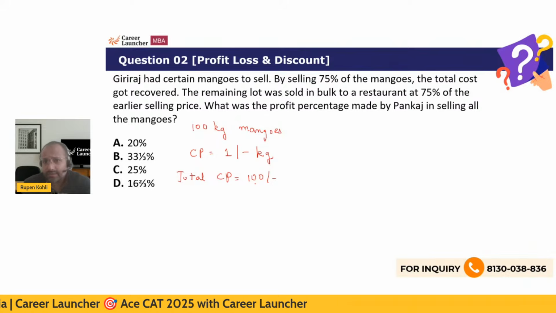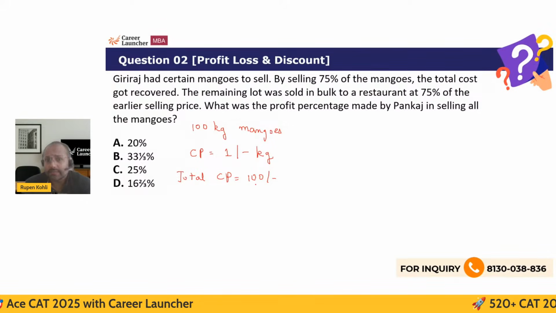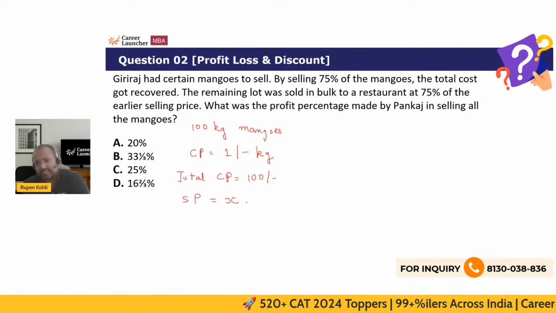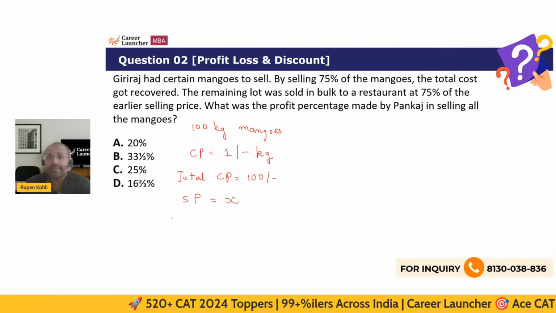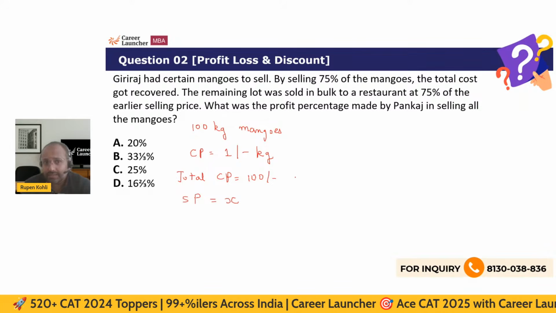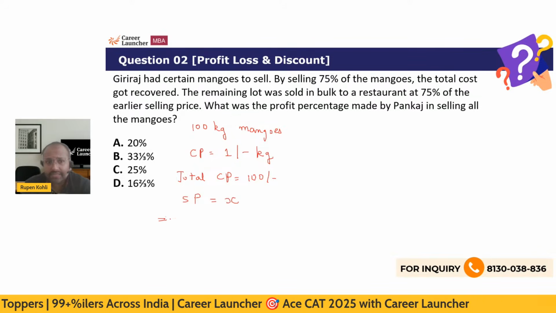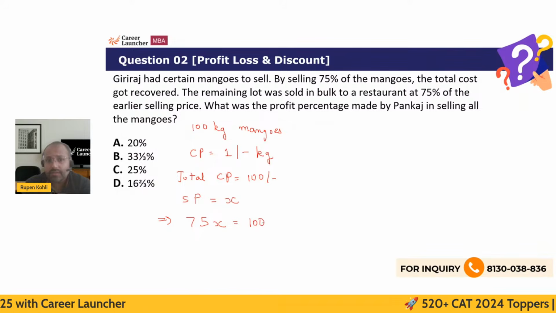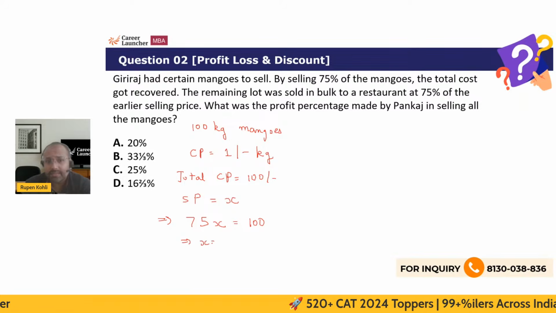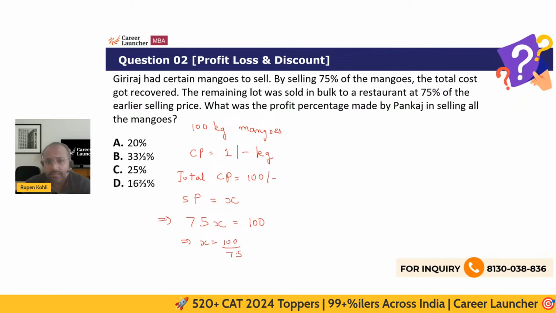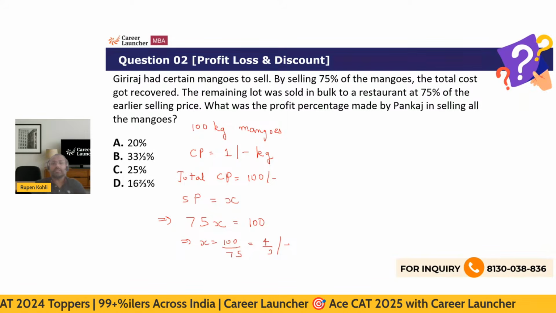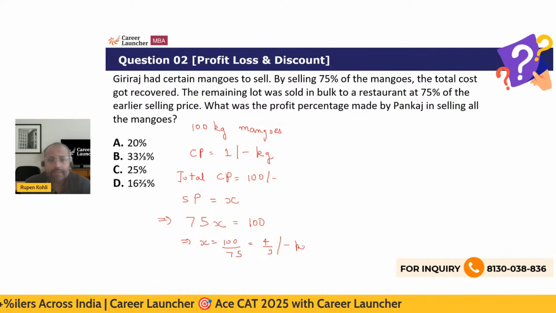So by selling 75%, means 75 kg of the mangoes, the total cost got recovered. Means he was selling at a certain selling price, let's call it X. So it is such that by selling 75 kg of mangoes, he got 100 bucks. He got his cost back. So therefore, what is given is that 75 kg of mangoes, the selling price of that, which is 75x, equals the total CP, which is 100. So we are getting from here the value of X, which is 100 by 75, or further we can simplify this as 4 by 3. So he was selling at this rate of 4 by 3 rupees per kg, right? That was his selling rate.